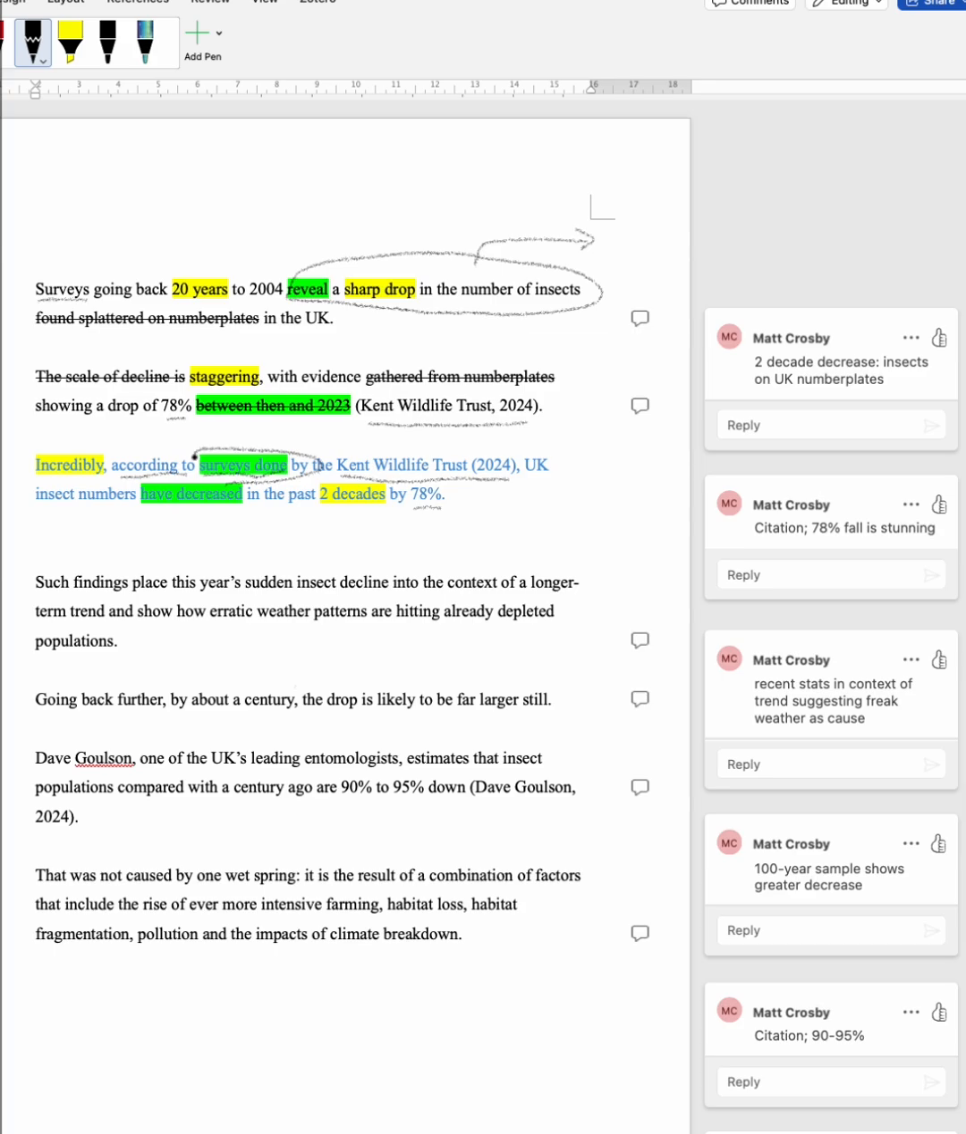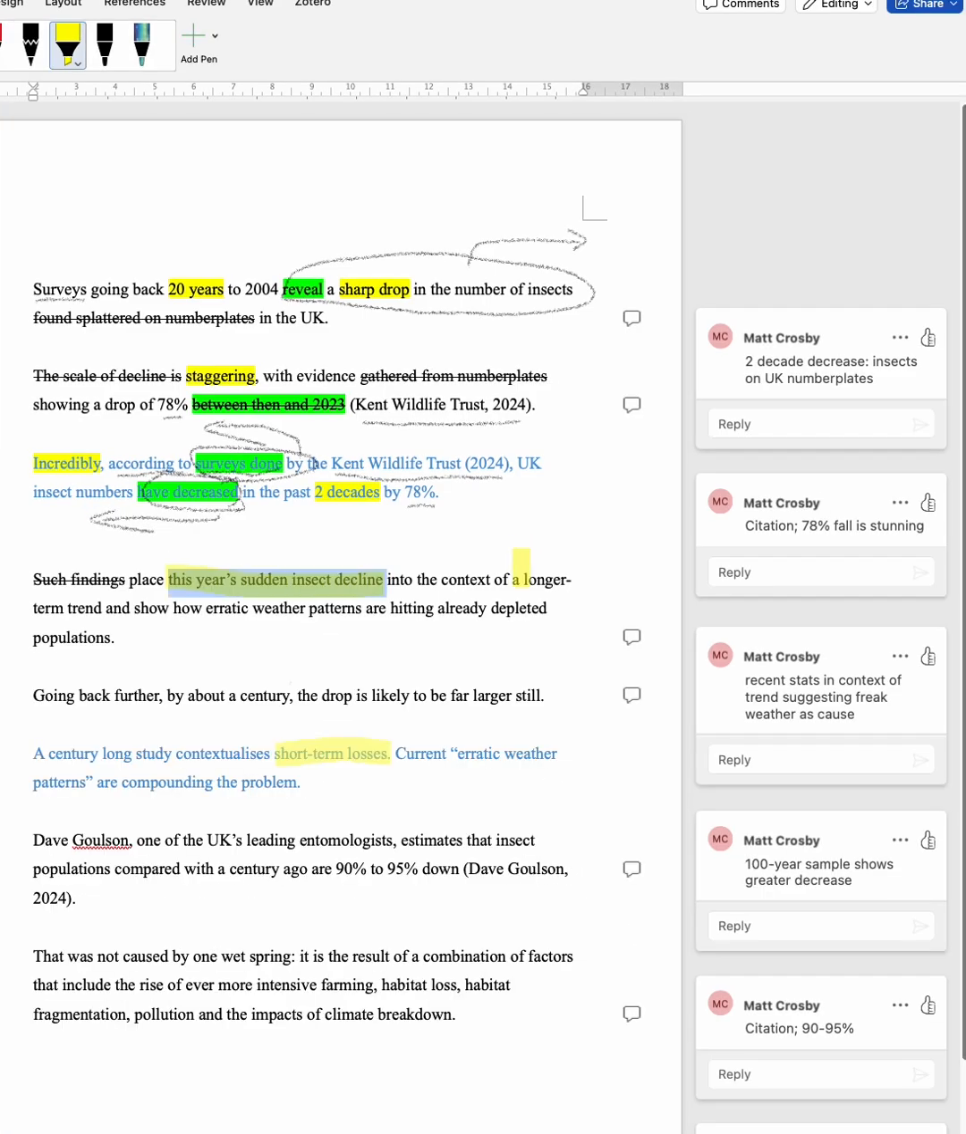Surveys done is a passive expression, so the done is referring to the survey before it, and have decreased is referring to the insect numbers before it, so it's passive. A longer-term trend, century-long study. It refers actually to Dave Goulson's following statement and the one before concerning the century-long study. The phrase already depleted changes to compounding the problem, because one value decreasing when another value is already decreasing is compounded.